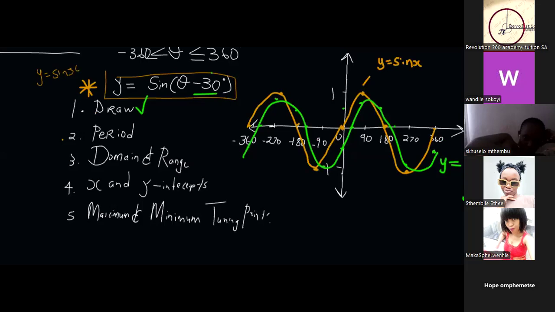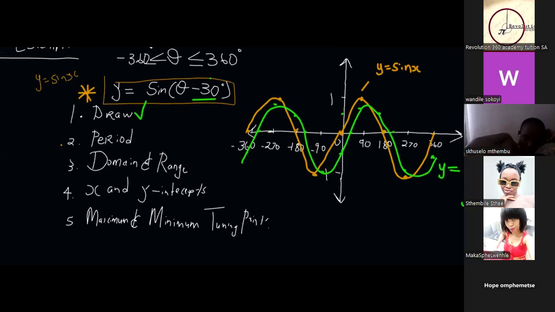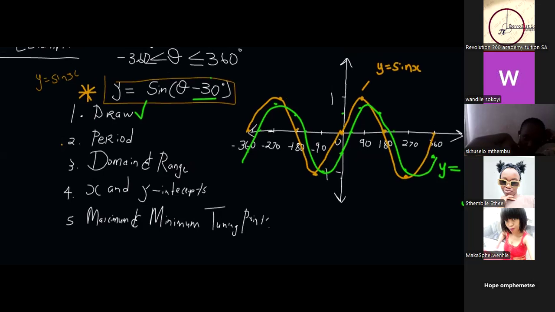Since I've just drawn the two graphs, let me write the period of the brown graph, which is representing the equation of the function y equals sine x. Then I'm also going to write the period of the green one so that you see the difference. I'm going to write the period, the domain and the range, the x-intercept and the y-intercept, and the maximum and minimum turning points of the two graphs, so that you can have an understanding and see a difference. Because I wanted to write only the green graph, but maybe some of you will get confused.